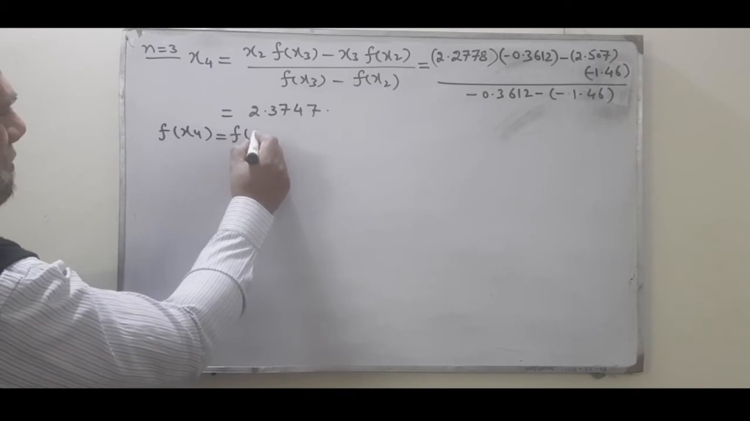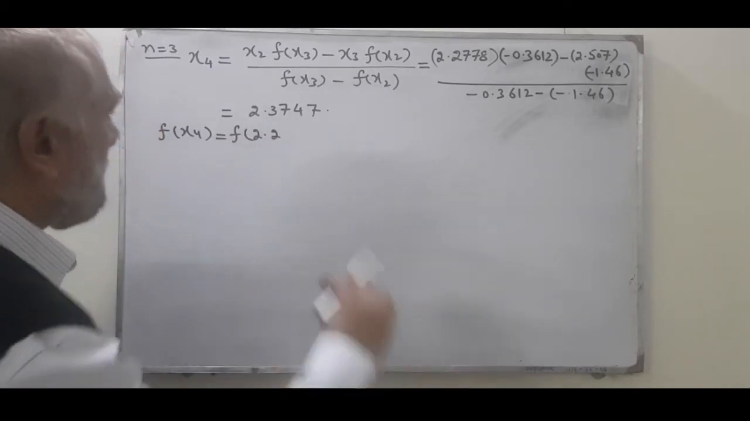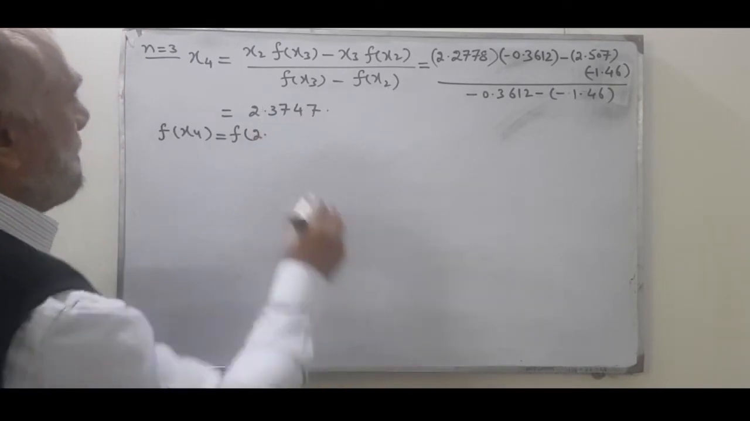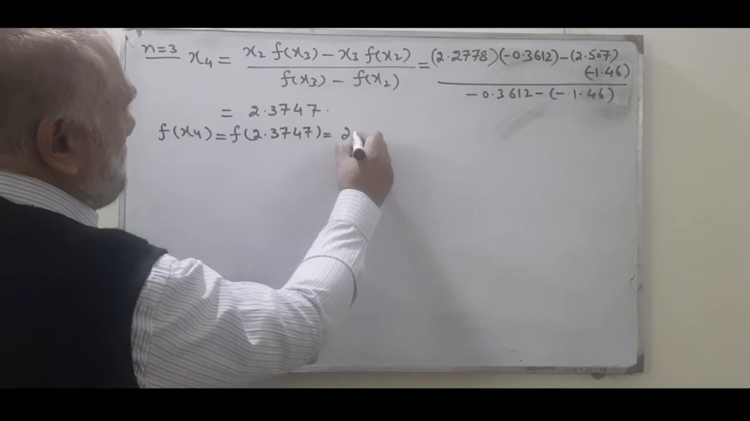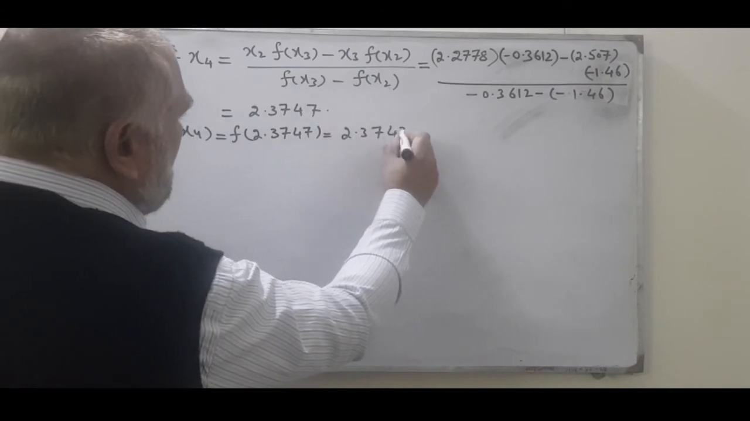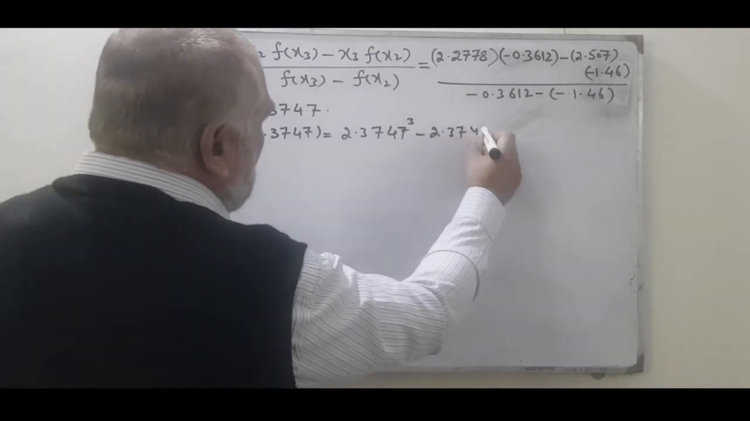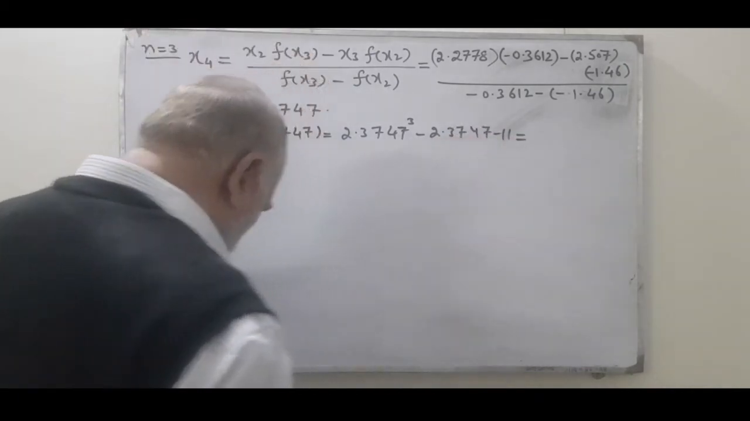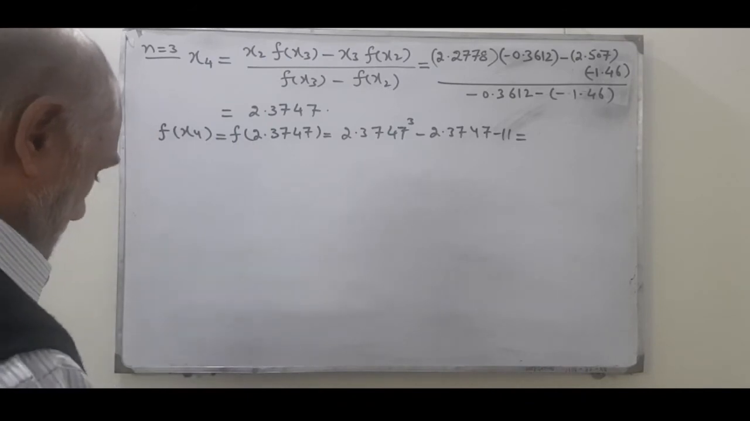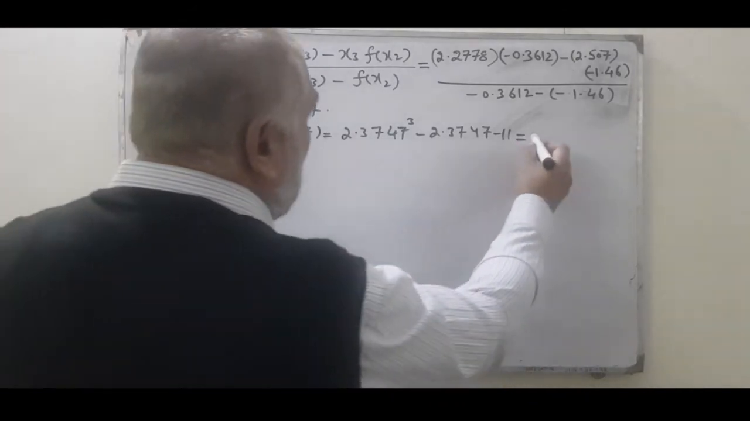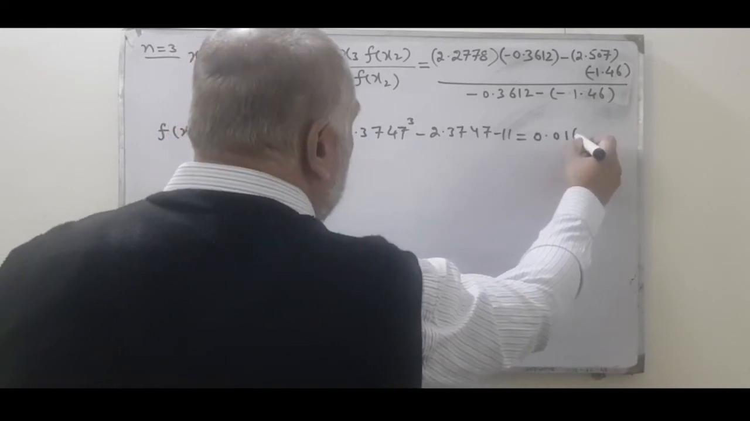So it gives you f at 2.3747, which is equal to 2.3747 whole cube, 2.3747 minus 11. And then you have to simplify the result. It is equal to 0.0163.